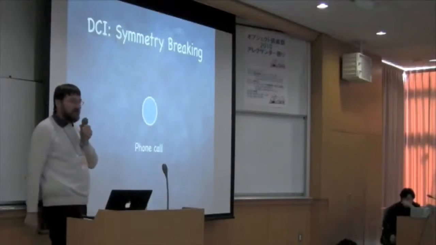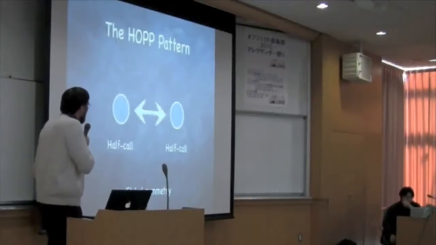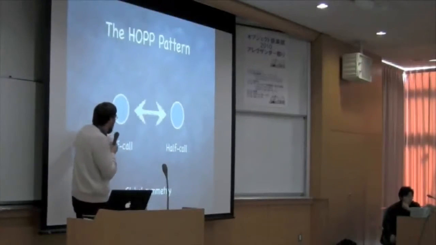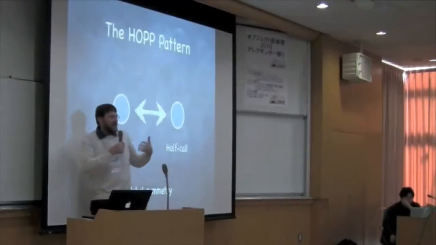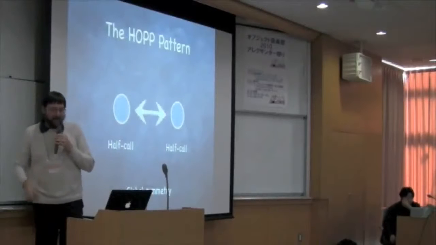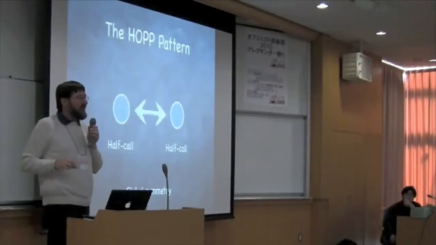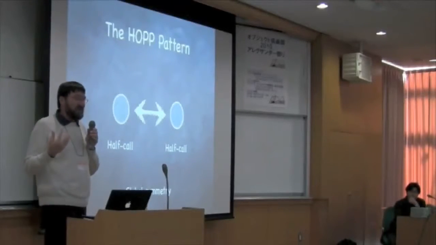Gerard Mazaros, who wrote a pattern called Path Object Plus Protocol, treats it as a global symmetry. We have a half call in Nagasaki and a half call in Tokyo, and they talk to each other over a protocol. What DCI says is, no, this is a global symmetry. What we need to do is look at local symmetries.